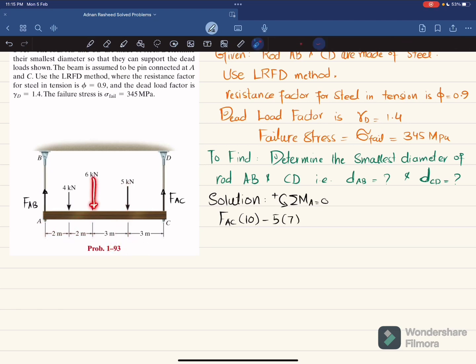The third load which is producing moment is 6, and the perpendicular distance is 4 meter, and this is producing clockwise, so it will be negative. So I will write minus 6 into 4. And the last force which is producing moment about point A is 4, and the perpendicular distance is 2, and this is producing clockwise, so it will be negative. So minus 4 into 2 is equal to 0.